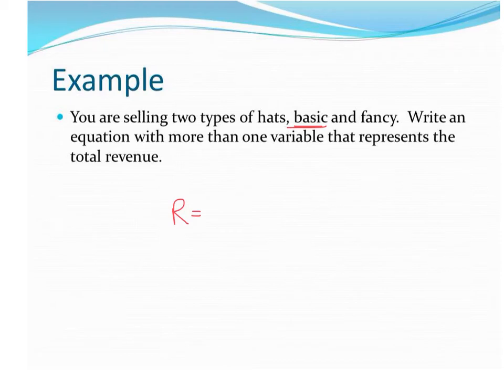So I might do something like XB, where X is the cost and B is the number of basic hats. And we're going to add to it fancy hats. Let's just say YF. So again, you have a cost of that fancy hat, and you have a number of fancy hats, and we add that all together. We're going to get how much money we're going to bring in. You might write that with different variables. That is completely up to you.